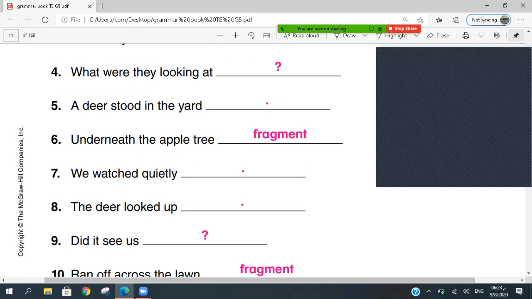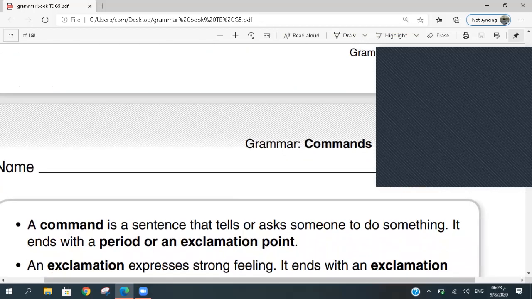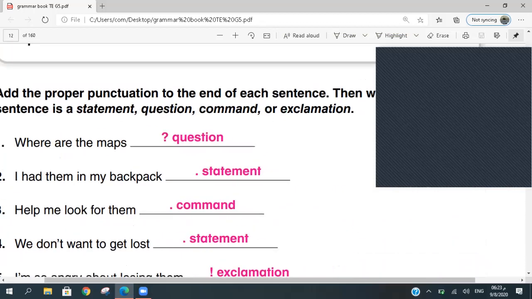Fragment. Perfect. It's a fragment because we don't know who ran off across the lawn. We don't have a subject here, right? We can say, for example, Mila ran off across the lawn. That makes sense, right? Okay, great. Thank you so much, Maria. Can we move on, girls, to the second page, please?